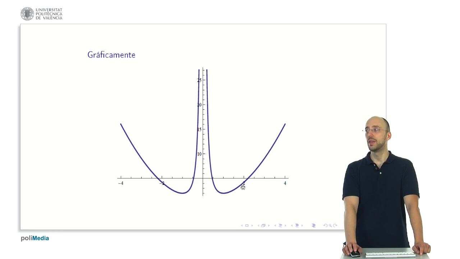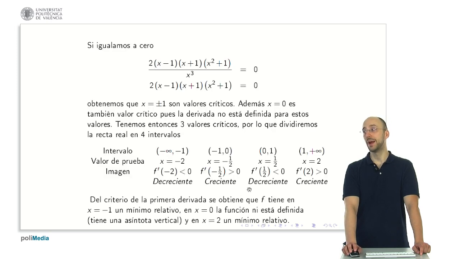However, it's important to be cautious. At 0, it might appear to be a maximum, but it's not. Remember that 0 was undefined, it was a vertical asymptote. At x equal to 1, it's a relative minimum, and at minus 1, it's also a relative minimum. However, in the case of 0, we don't have enough information to determine what it is. If we were to assess it with just this information, it might seem that it was a maximum.